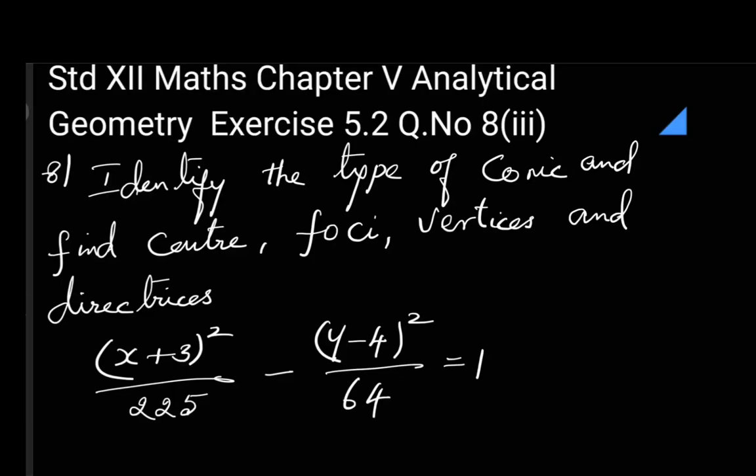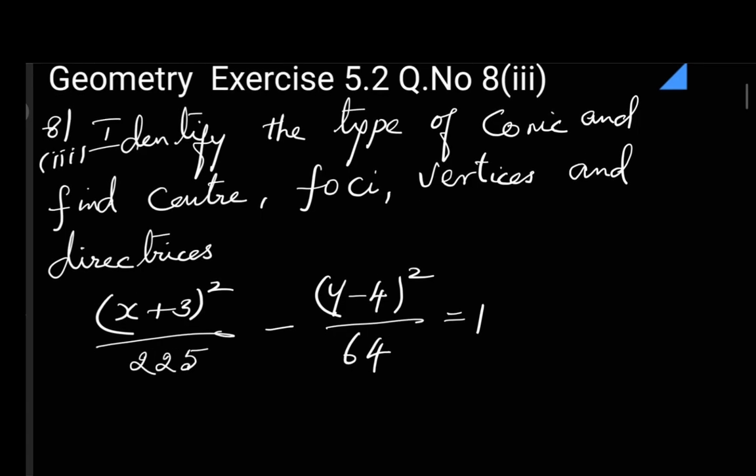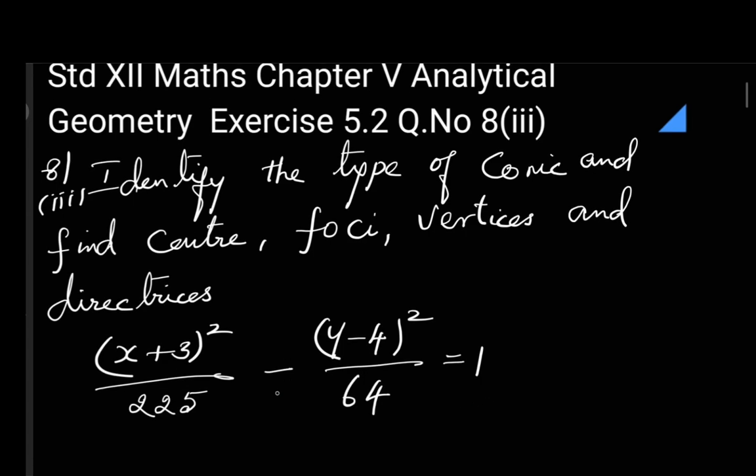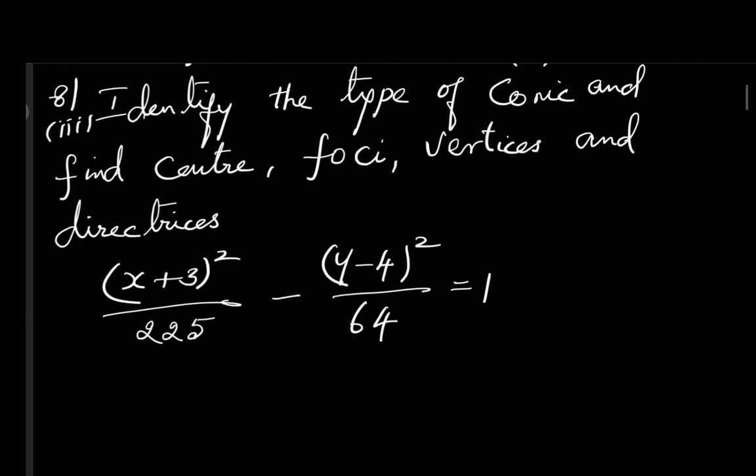Standard 12th Maths, Chapter 5, Exercise 5.2, Question number 8, third subdivision, I am going to do for you. The question is: identify the type of conic and find its center, foci, vertices and directrices. See the question, (x+3)² by 225 minus (y−4)² by 64 is equal to 1. See, the symbol in between the terms is minus here, so we can say that it represents a hyperbola.